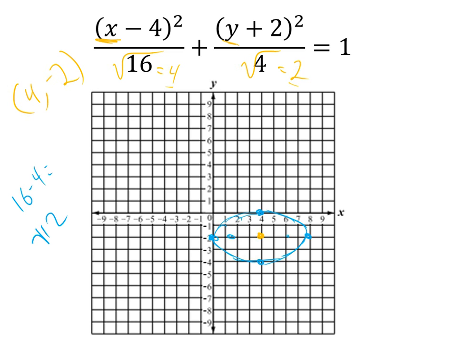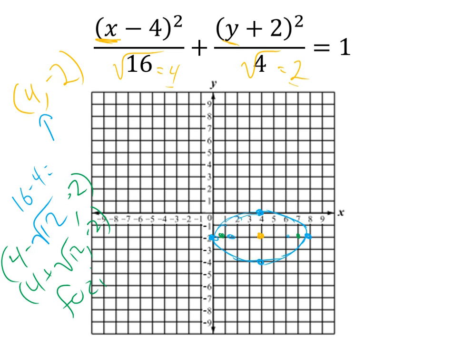gets you 12, square root of 12. You're going to add and subtract square root of 12 to the x value here. So you're going to go 4 plus the square root of 12, which will get you about 7 point something, so it looks like you'll be right around here. And then you're going to subtract, which will get you a little number less than 1. So it looks like it's going to be right around here somewhere. And so your foci would be at 4 minus that, negative 2, and 4 plus root 12, negative 2. And those would be your foci.